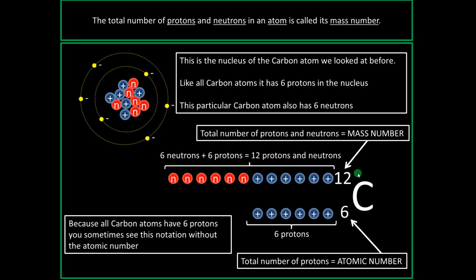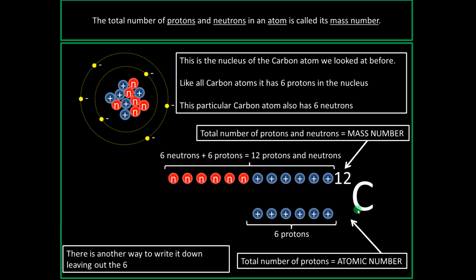Now, because as we said, all carbon atoms have got 6 protons, sometimes that number there, the atomic number, is not given. And that's because the C is enough to tell us 6 protons, because every carbon has 6 protons.